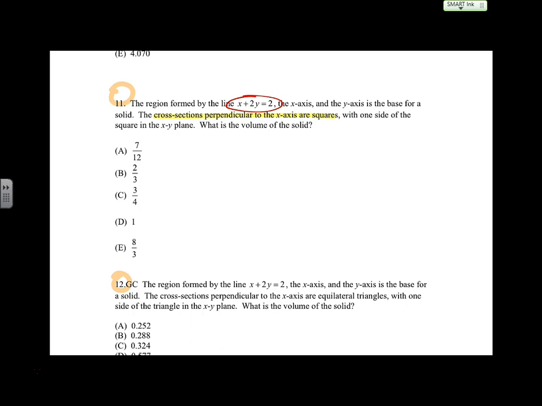What would help me visualize them better? Get y alone. So if I subtract the x and divide by the 2 very carefully, it's just a line. And we should know how to graph y equals mx plus b. Hopefully. Start with the y-intercept. Go down 1, right 2.